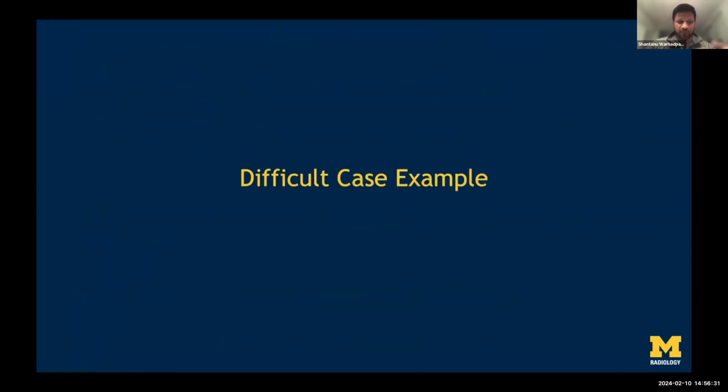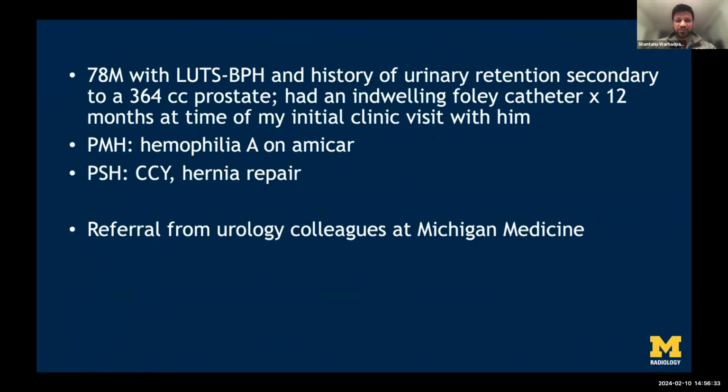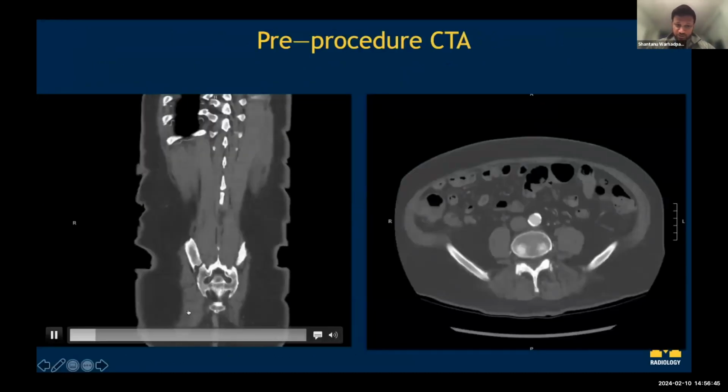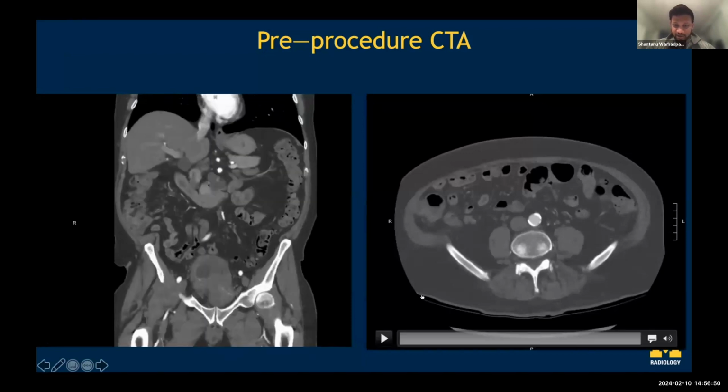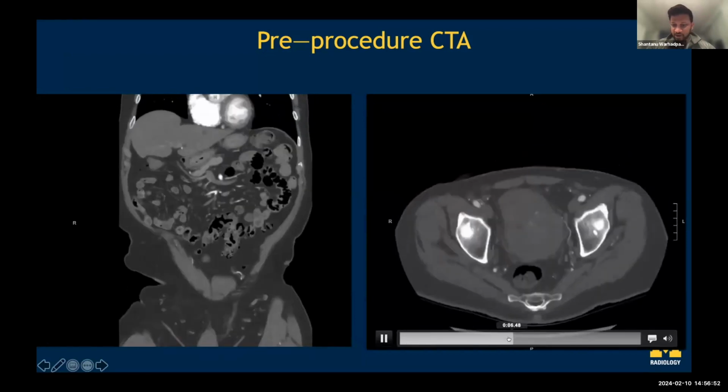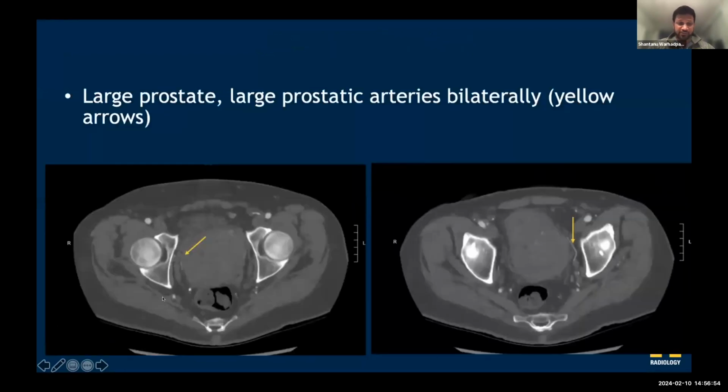So I'm going to show you one final case here and then be done. This was a gentleman, a 78-year-old guy with acute urinary retention, had a large prostate, 364, had an indwelling Foley for 12 months. It was a hemophiliac. And you'll see the prostate jump out here. It's massive. Here's the prostate here, and same thing here. Massive prostate. So we got it, and you can even see the prostatic arteries on CTA very, very clearly.